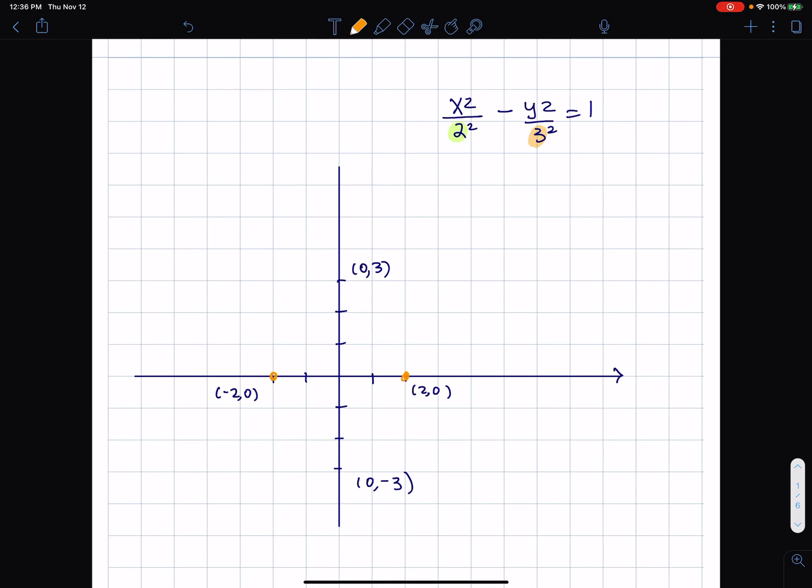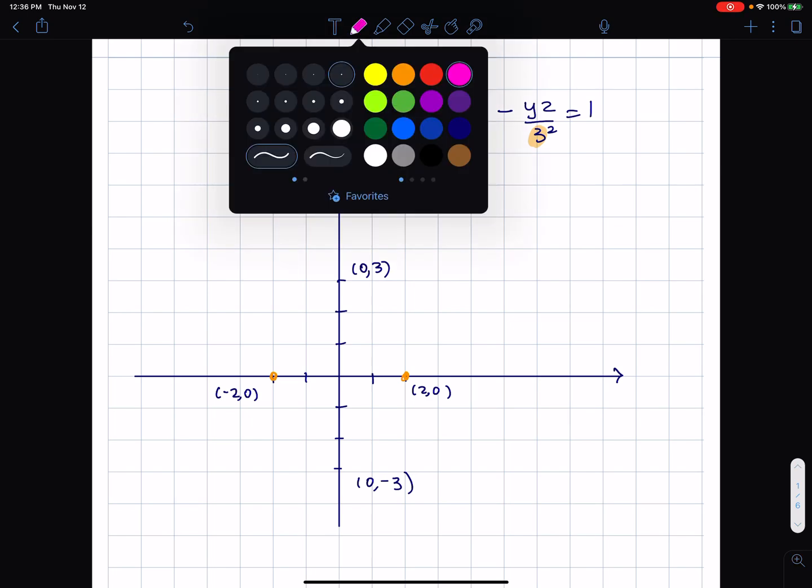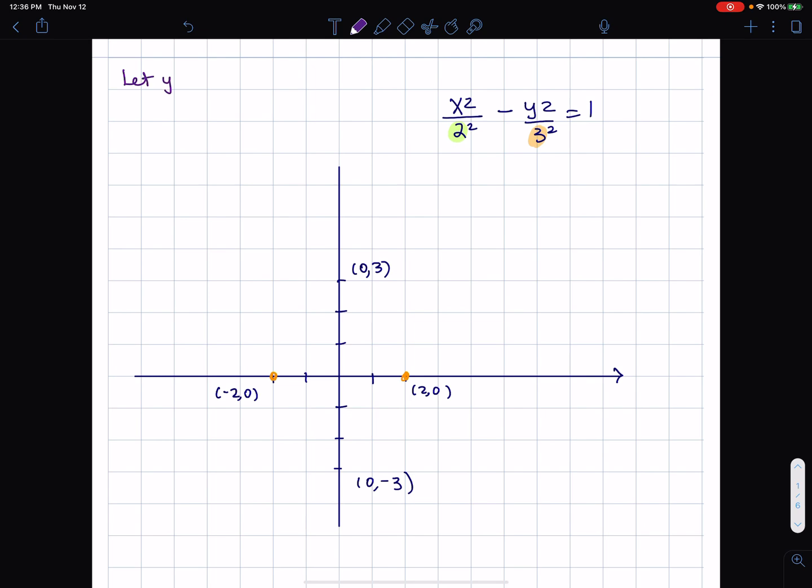I can see that by letting y equal 0. If it's in standard form, I don't need to do this step; I can figure it out from what I'm showing here. But look, if you set y equals 0, I get x squared over 2 squared equals 1. So x squared equals 2 squared, so x equals plus or minus 2. So we have x-intercepts 2, 0 and negative 2, 0.